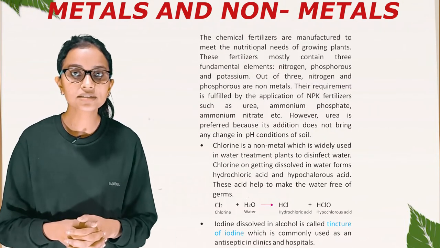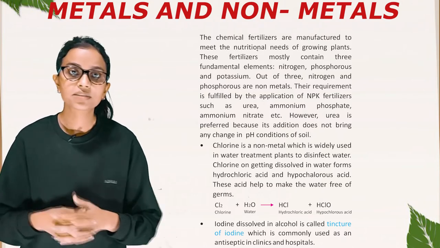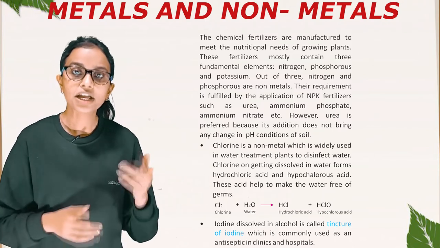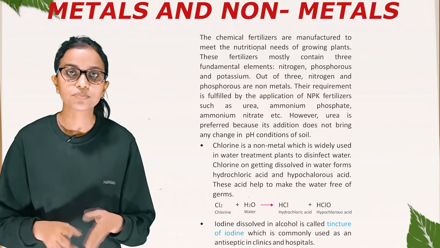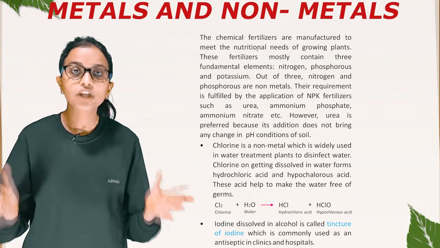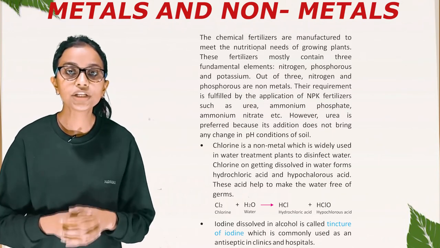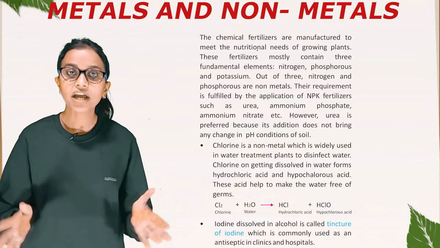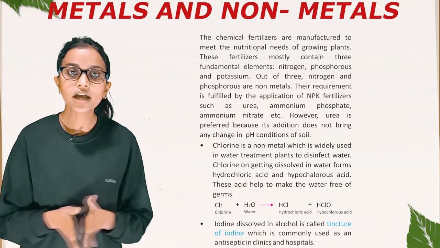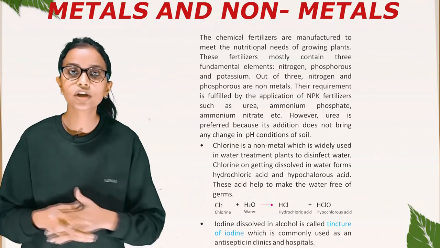The chemical fertilizers are manufactured to meet the nutritional needs of growing plants. These fertilizers mostly contain three fundamental elements: nitrogen, phosphorus and potassium. Out of three, nitrogen and phosphorus are non-metals. Their requirement is fulfilled by the application of NPK fertilizers such as urea, ammonium phosphate, ammonium nitrate, etc. However, urea is preferred because its addition does not bring any change in pH condition of soil.